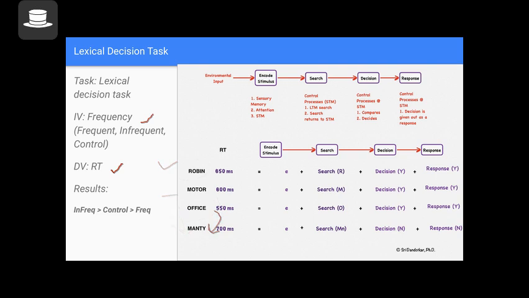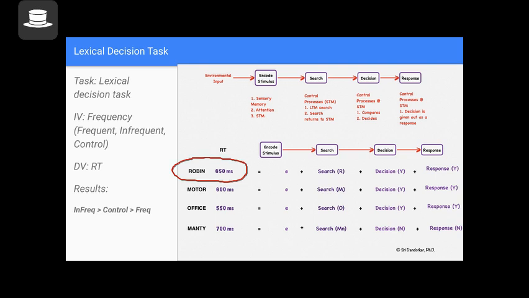Now, in terms of the model itself, remember there are different processes here, right? Encoding, search, decision, and response. On average, it took 650 milliseconds. Again, it was not just for one word like Robin, but this is actually for several words that were frequent. So I showed you a few words, but there were several other words participants saw. An average of all those words' reaction time was 650 milliseconds.